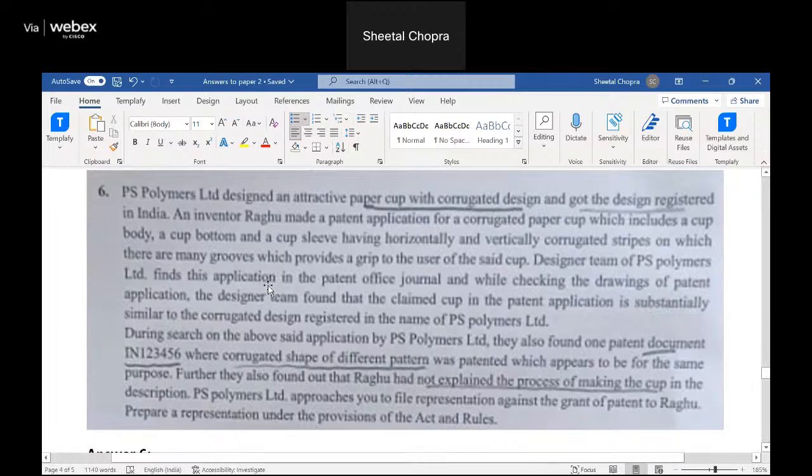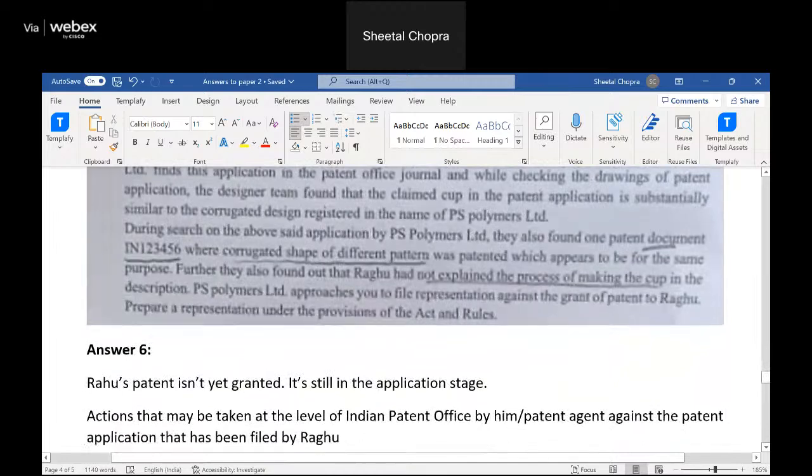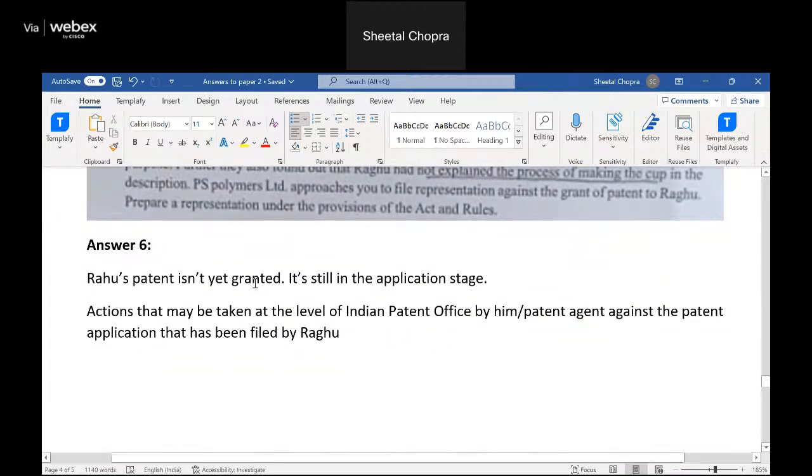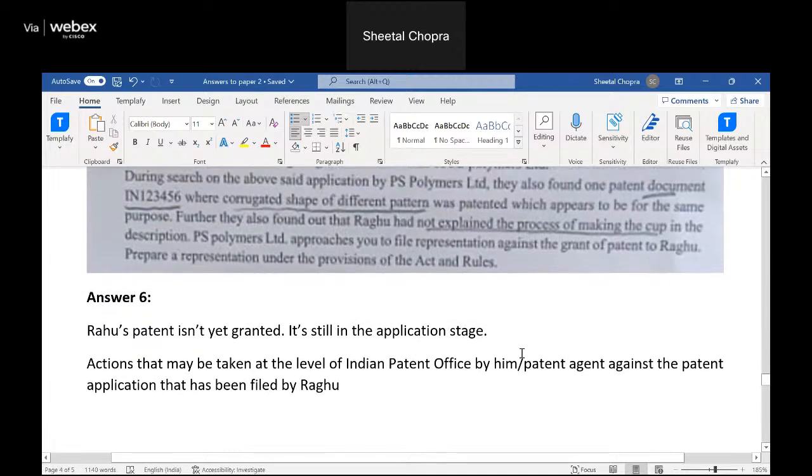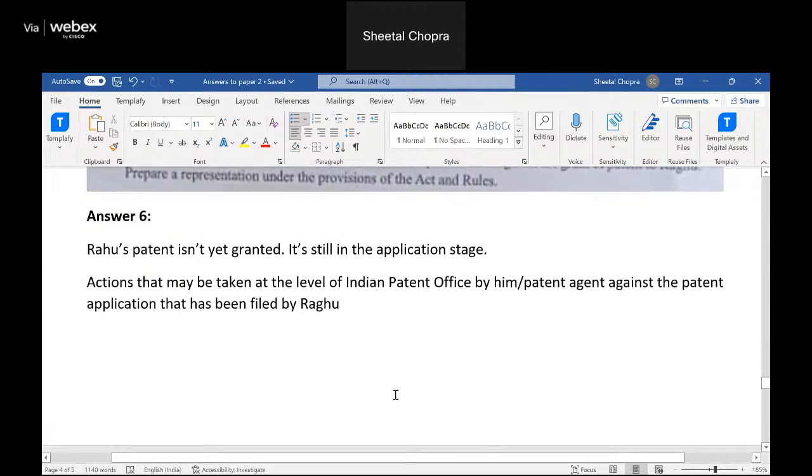So let us just look at the proposed answer. Raghu's patent isn't yet granted; it's still in the application stage. So actions that may be taken can be taken at the level of the patent office itself, by him or by his patent agent on his behalf. It's basically PS Polymer who can file a pre-grant opposition against the patent application filed by Raghu.